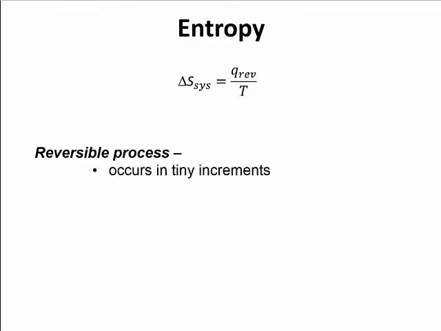Okay, so if we look at the relationship between change in entropy of a system, we can relate that to heat of a reversible process divided by temperature. Now, what do we mean by a reversible process? Well, when we reverse that process, we're going to make sure it occurs in tiny increments, right? Part of the reason for that is we want to make sure that the system remains at equilibrium.